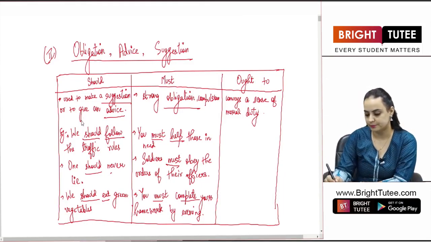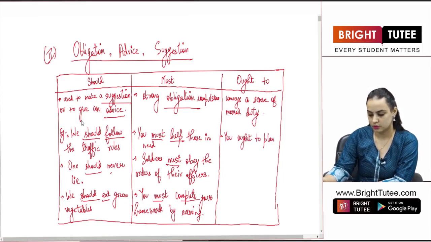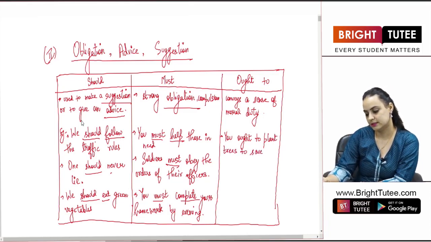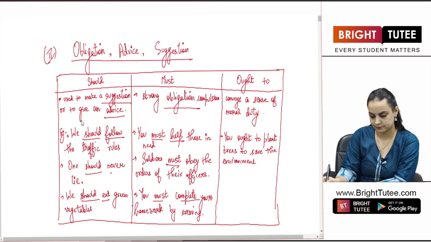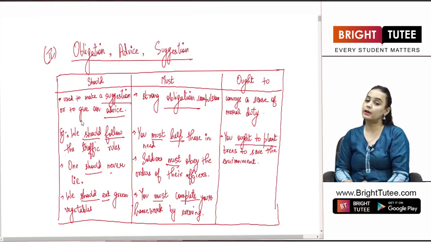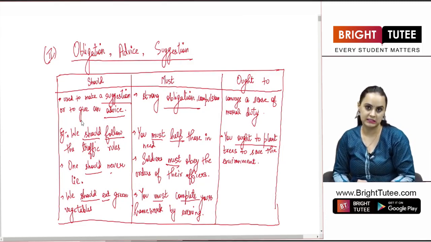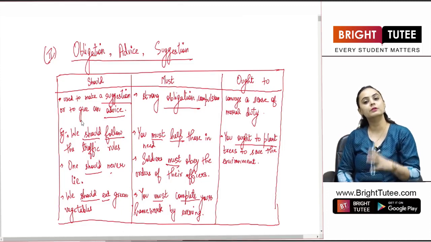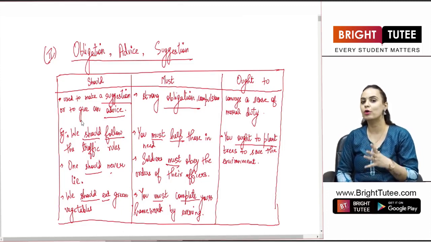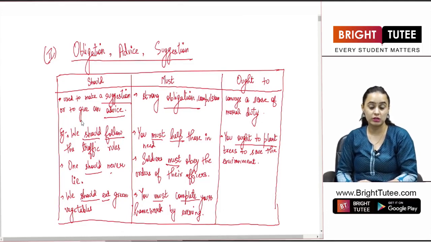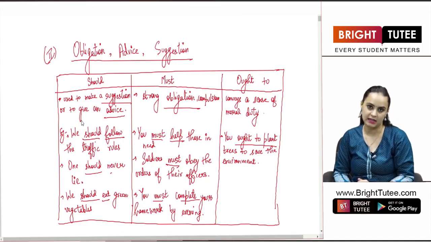For example, you ought to plant trees to save the environment. So, what am I talking about here? The importance of planting trees so that the environment is saved. So, here this is everybody's moral duty, everybody's moral responsibility to plant trees so that the environment is greener and it is fresher.